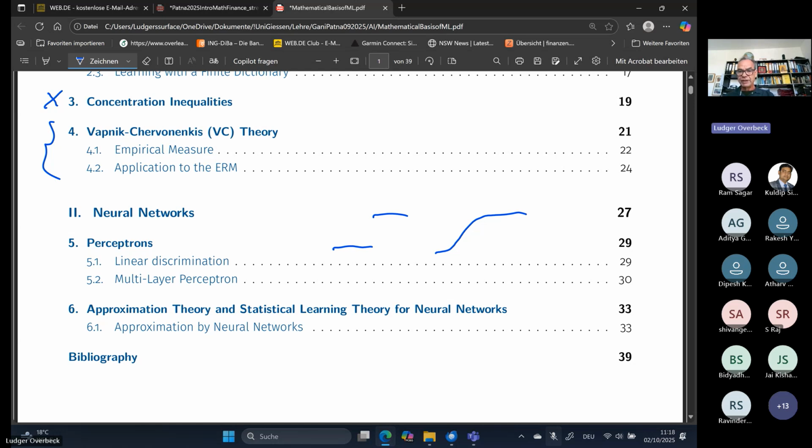Okay, and then a multi-layer perceptron. That's what's called nowadays the neural net. And this you can do, what we have developed again in more generality, one can do for neural nets.